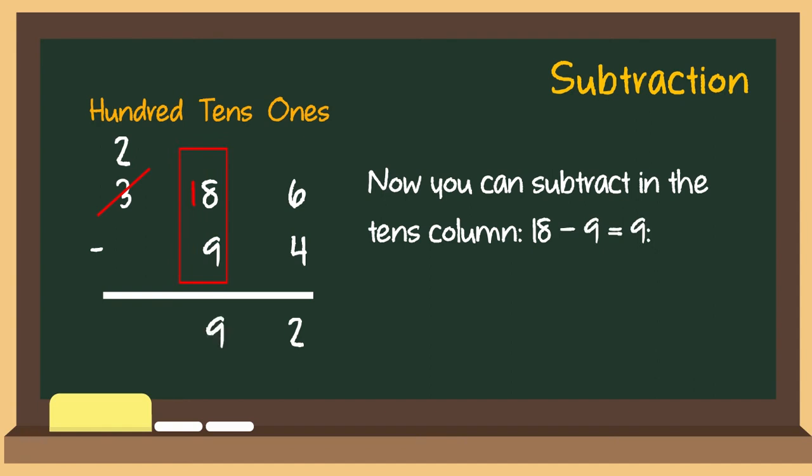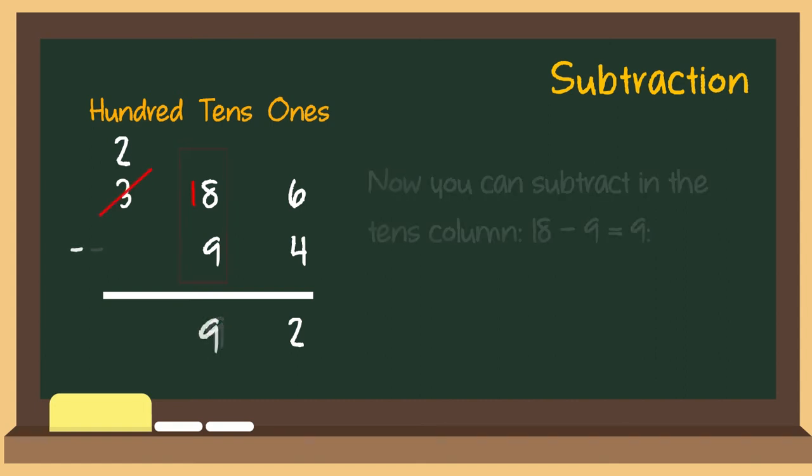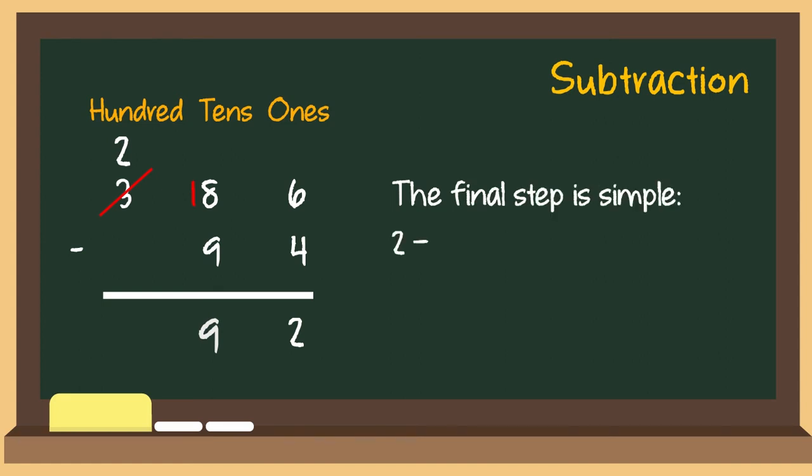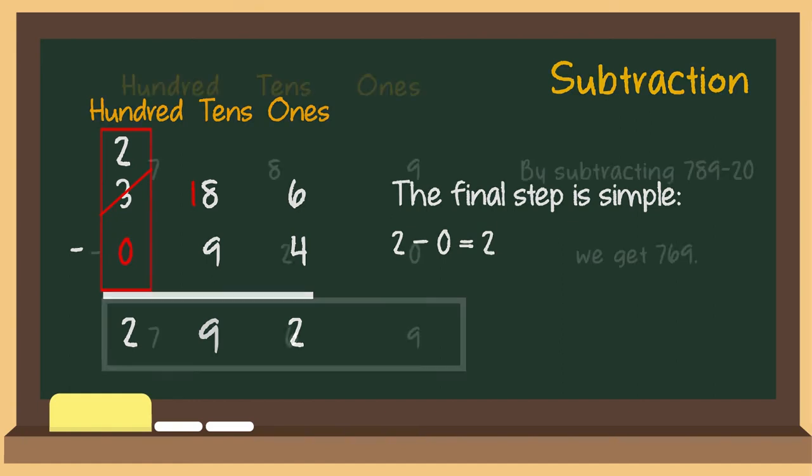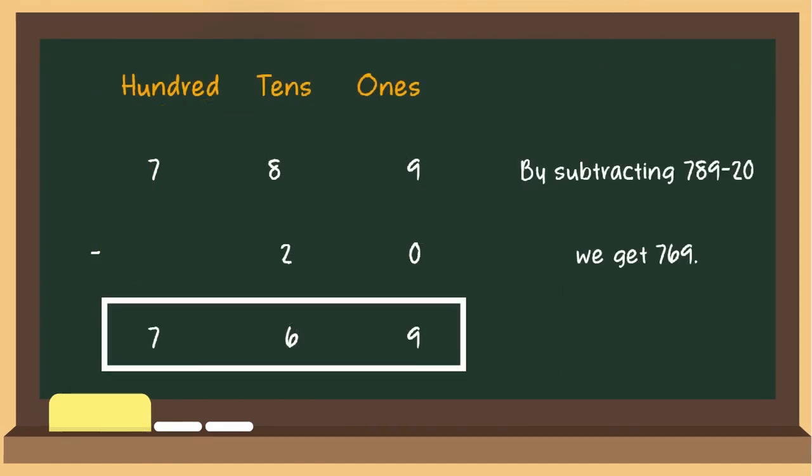Now you can subtract in the tens column. 18 minus 9 equals 9. The final regular step is simple. 2 minus 0 equals 2. By subtracting 789 minus 20 we get 769.